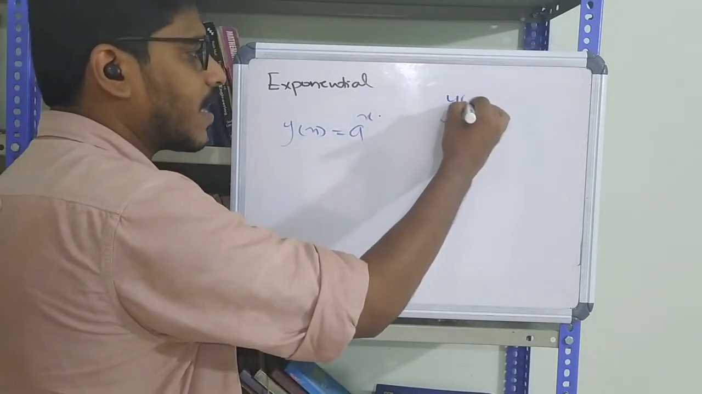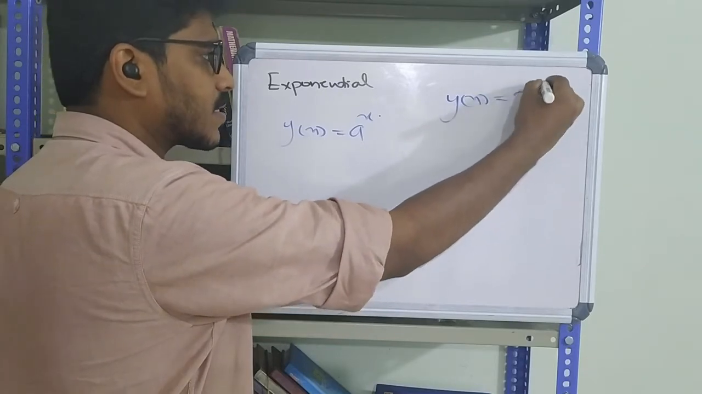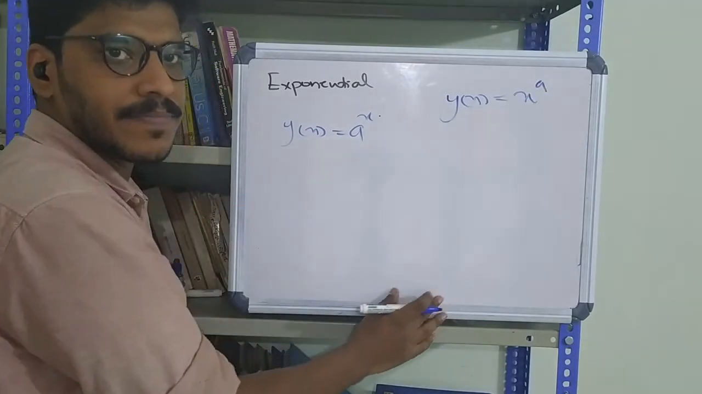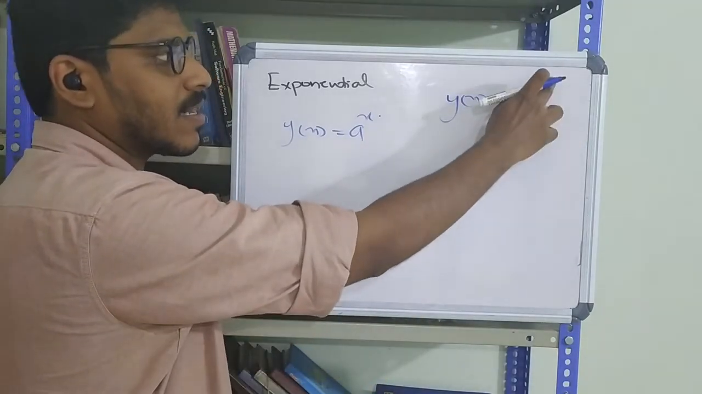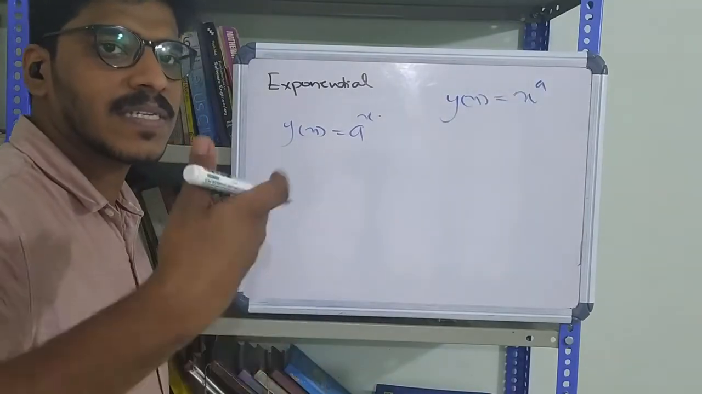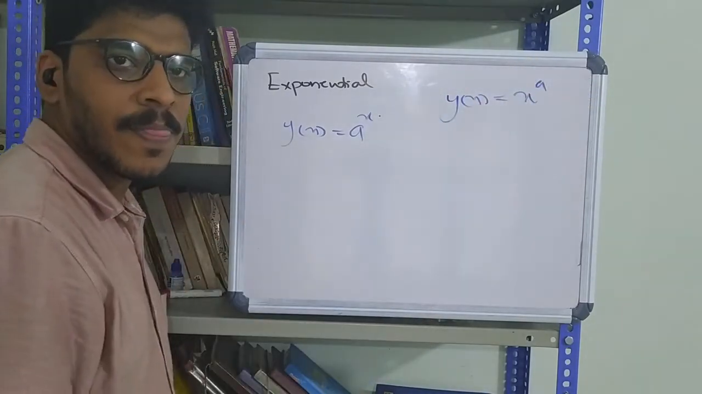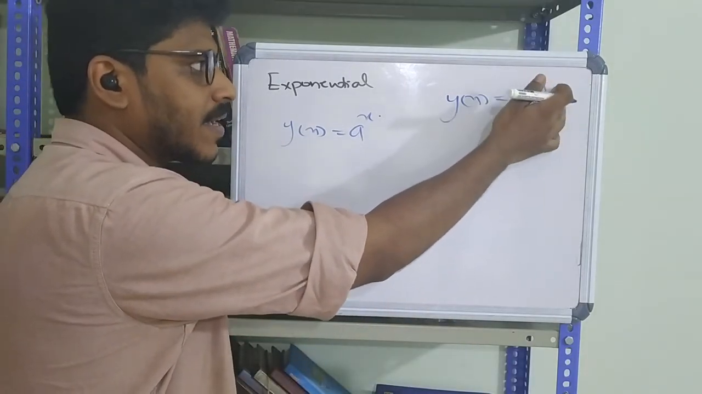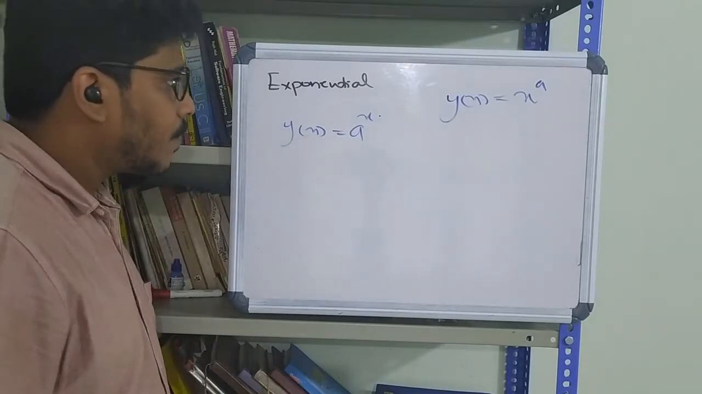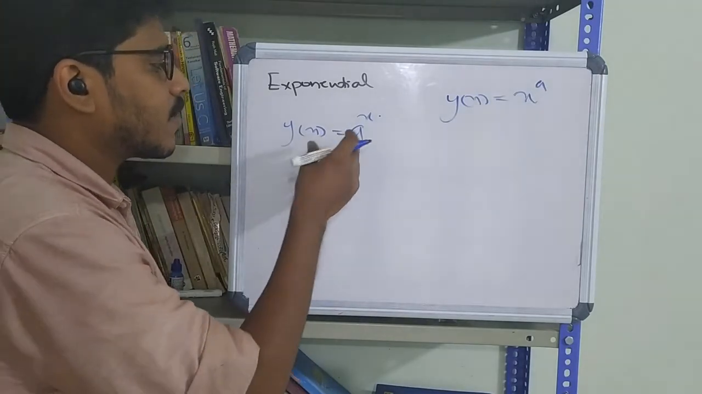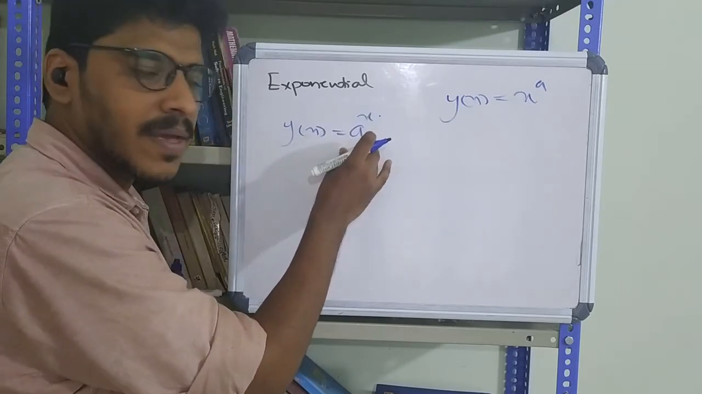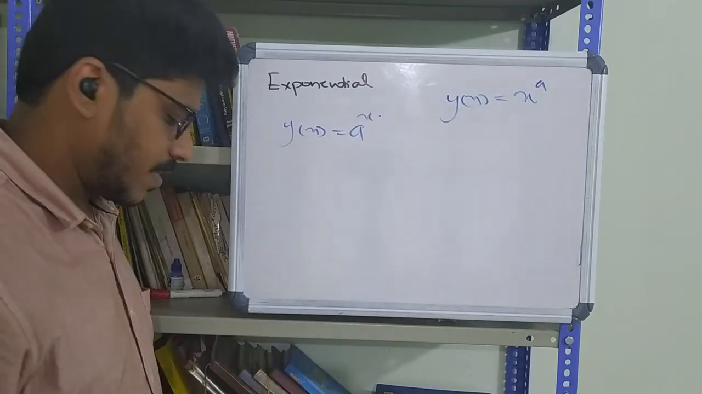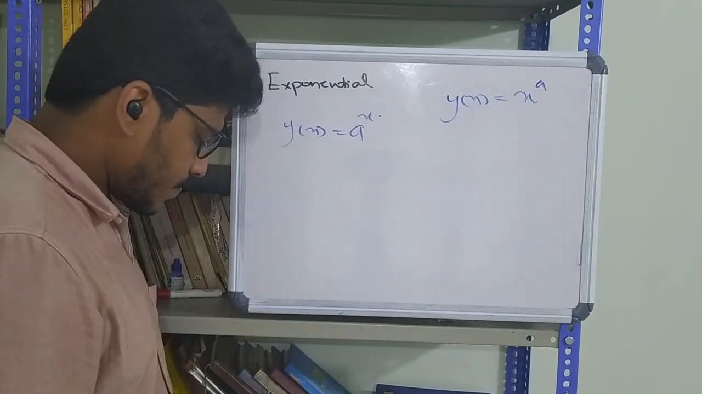Remember, in a power function we had y of x equal to x raised to a, where we had a variable base and a constant exponent, right? So this is called the base, and the power to which it is raised is called the exponent. So in the power function we had a variable base and a constant exponent. But in the exponential function we have a constant base and a variable exponent. The exponent varies.